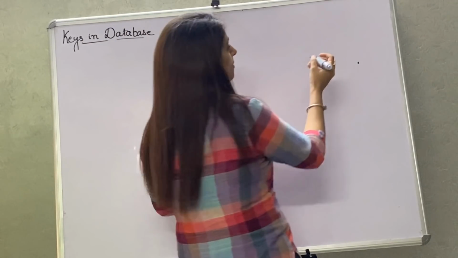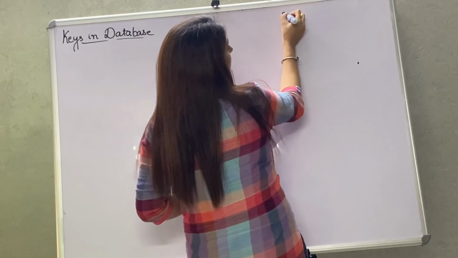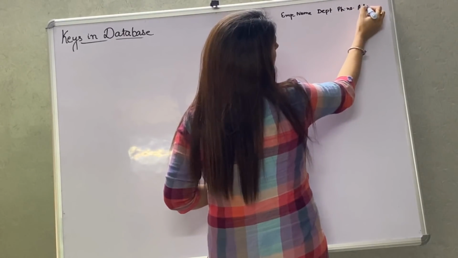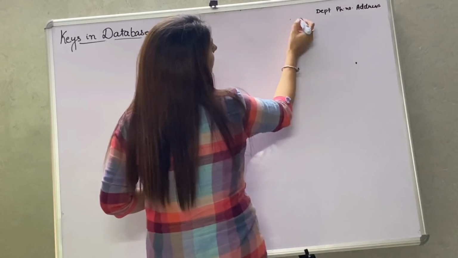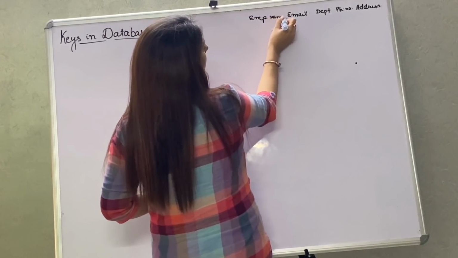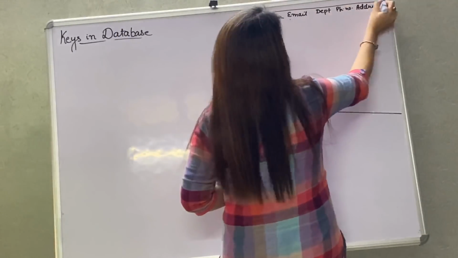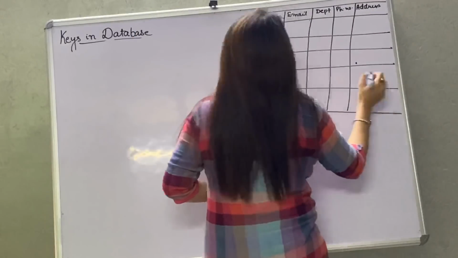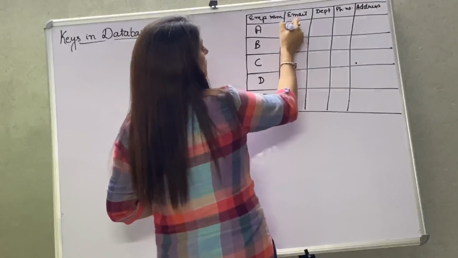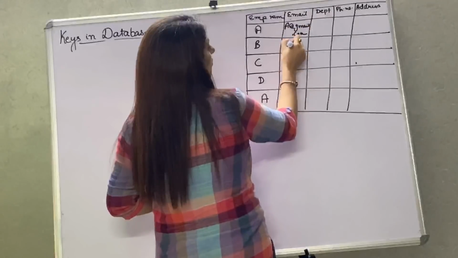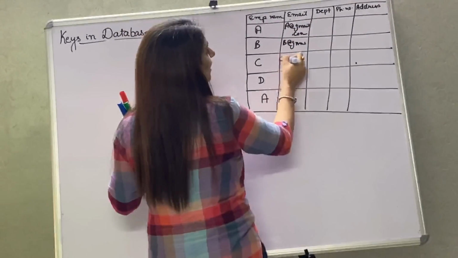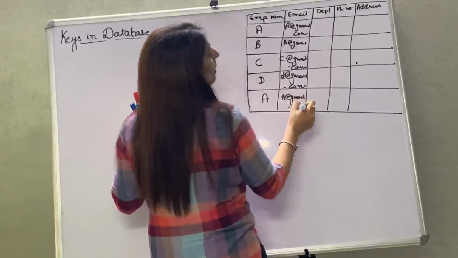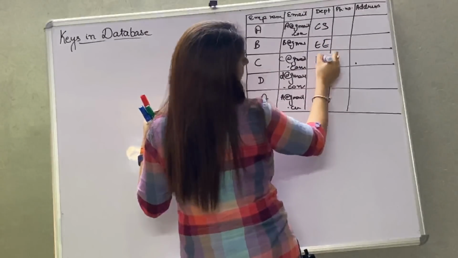Just suppose this is my... So let's create a database here with a few attributes: employee name, department, phone number, address, email. So you can see how fast I am doing it to save time. Let's do the entries over here in the database. Email IDs I am writing, then the department of the employees.